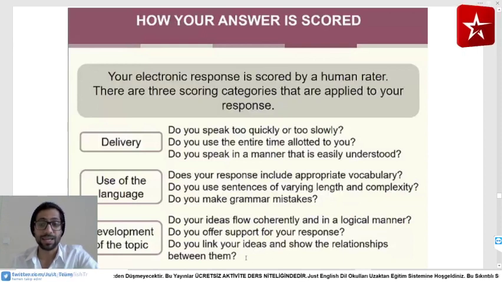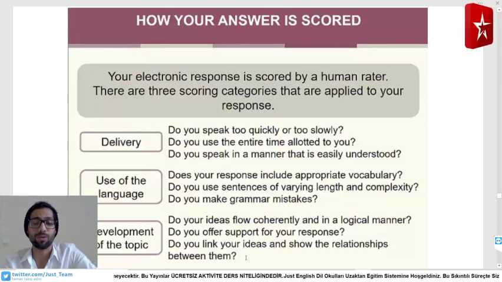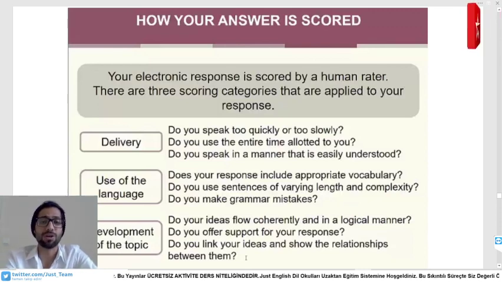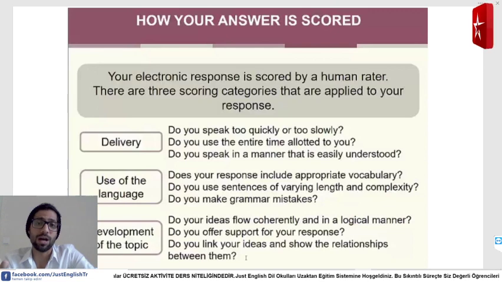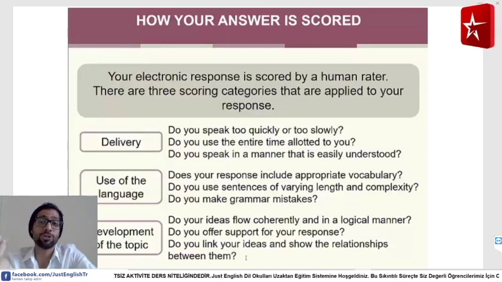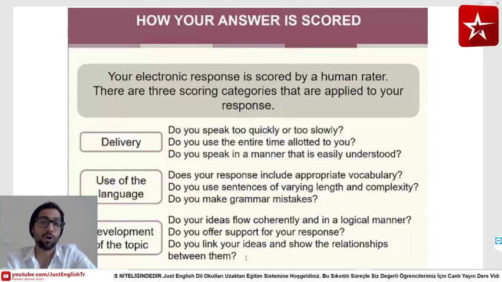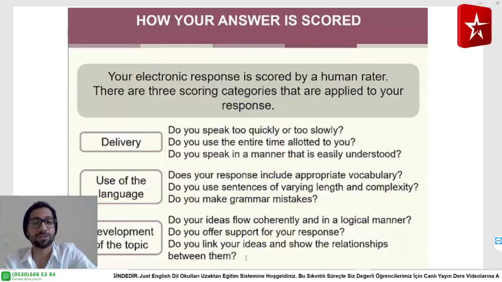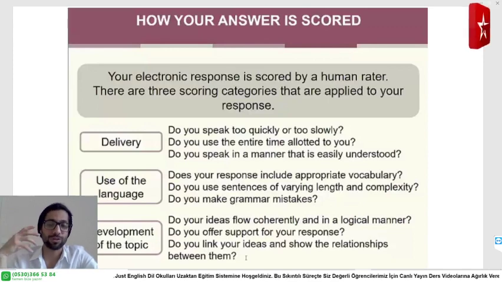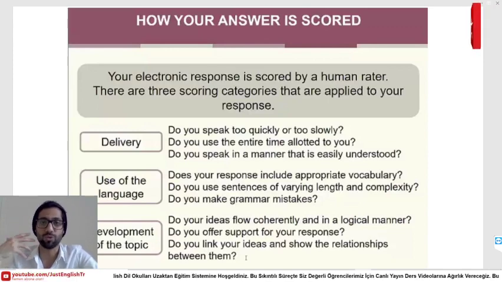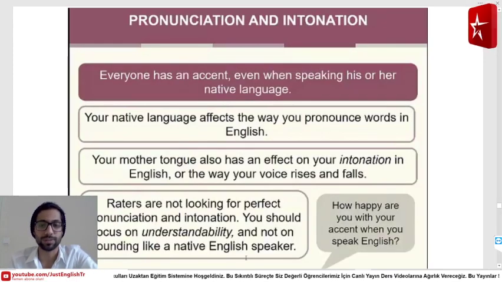Yes. The last one here, when you hear a lecture and a conversation, or you read, you need to show the relationship between them. You see how much you compare and contrast. That's very good, which means you are aware of what you read and what you heard.